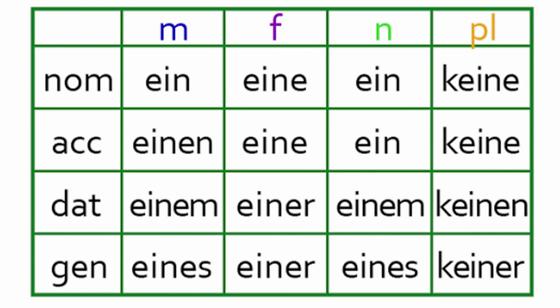Now the next one. My mother has a house. Meine Mutter, M-U-T-T-E-R, meine Mutter hat ein Haus, because house is Haus and the spelling is H-A-U-S. Meine Mutter hat ein Haus.